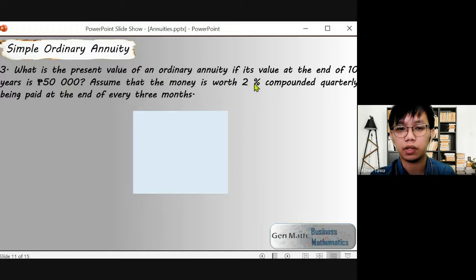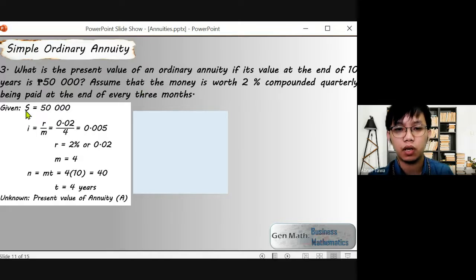And we have the interest given, or the nominal rate, which is 2%. Then it is compounded quarterly. And the payment interval is every 3 months, and that is every n. Therefore, it is a simple ordinary annuity. Okay, let's identify the following given. We have the value of S given to be 50,000. It says here the value at the end of 10 years.